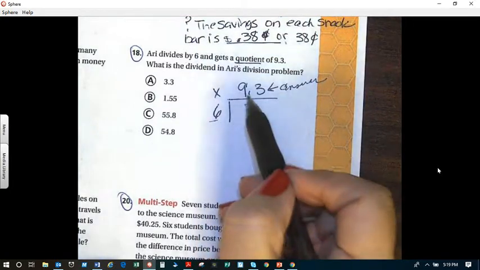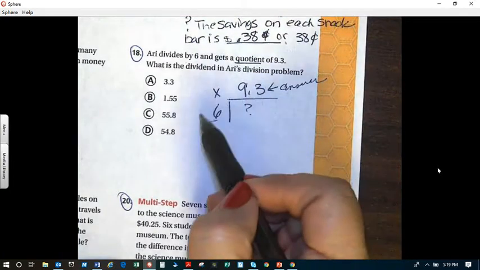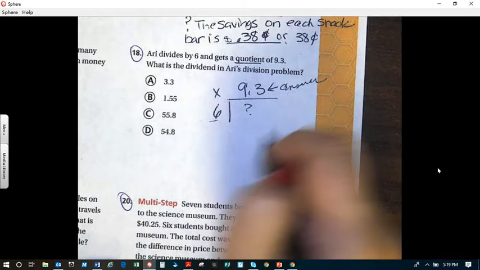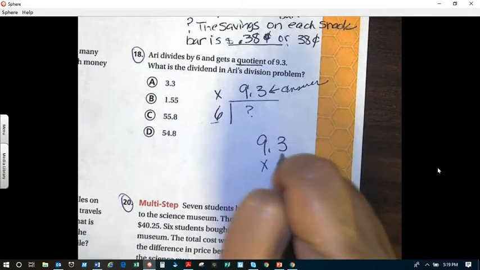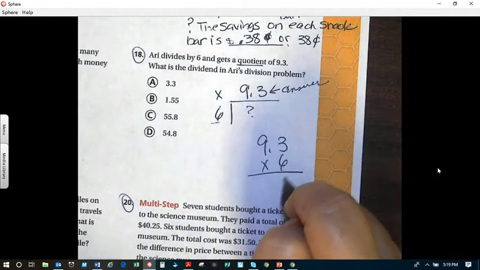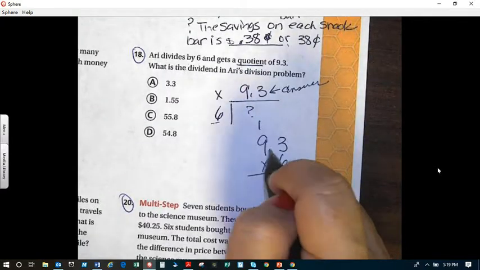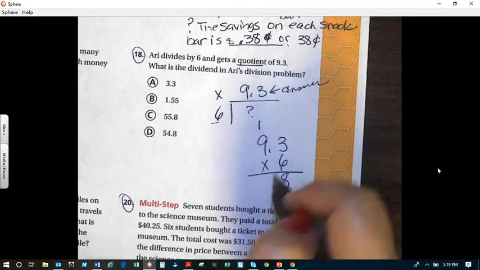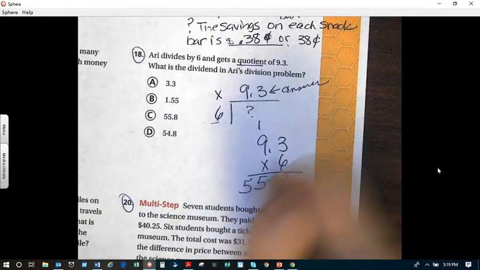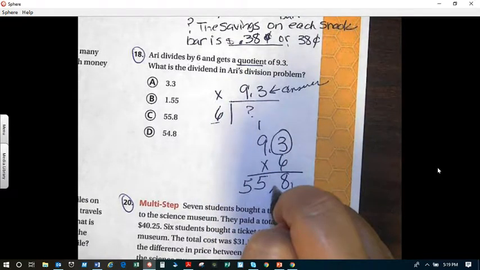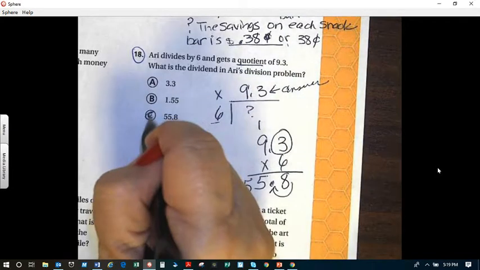Well, I know I need to multiply 9 3/10 times 6. So I have 9 3/10 times 6. 6 times 3 equals 18. 6 times 9 is 54 plus 1 is 55. How many place values am I moving? 1 over. And the answer is C.